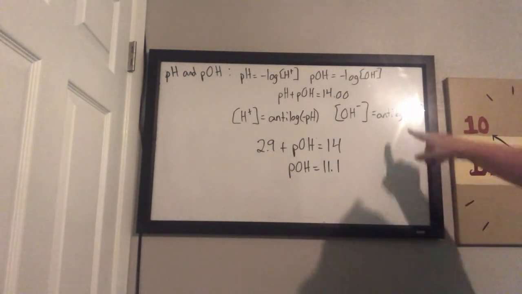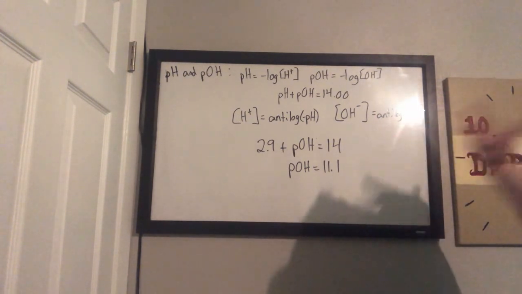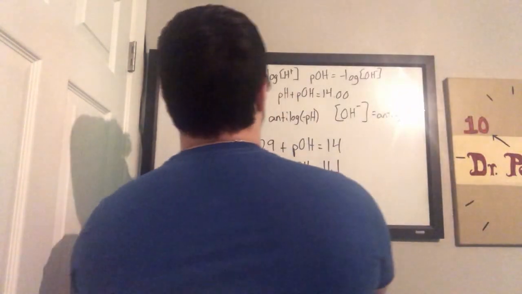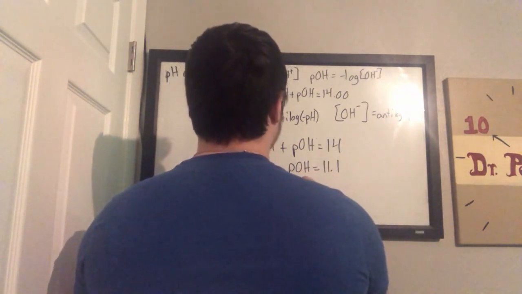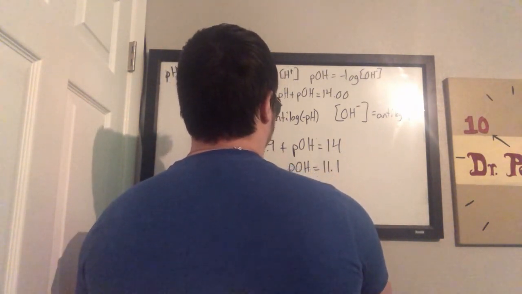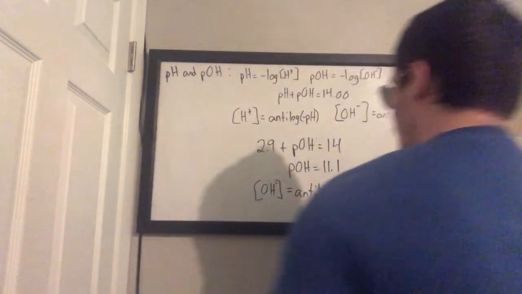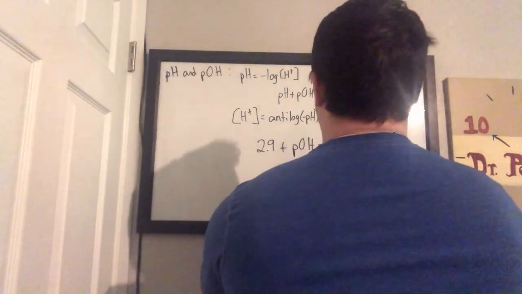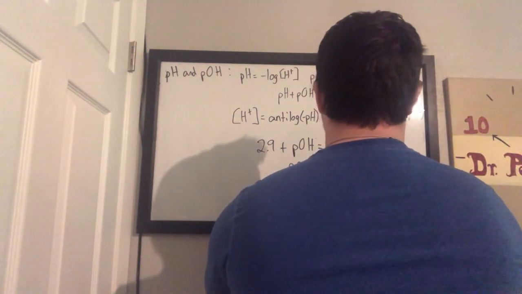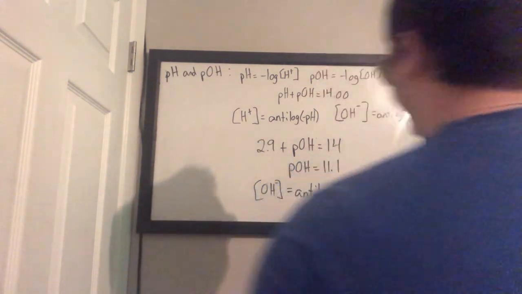And now, if we do second log in our calculator, second log negative 11.1, we will get our hydroxide ion concentration. And keep in mind, we have one sig fig still, so our answer is going to have one sig fig as well. Like so. Make sure to mind that negative 11.1. And so we're going to go ahead and round this simply to 8. And this is going to be 8 times 10 to the negative 12.